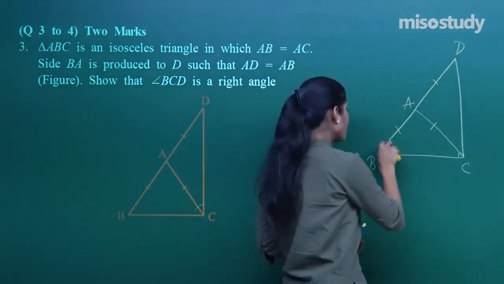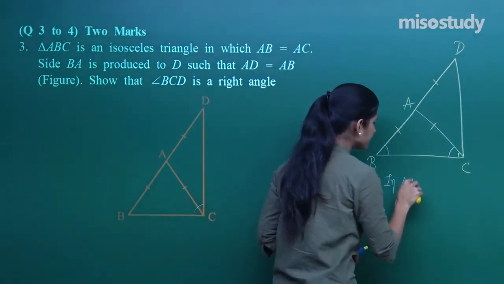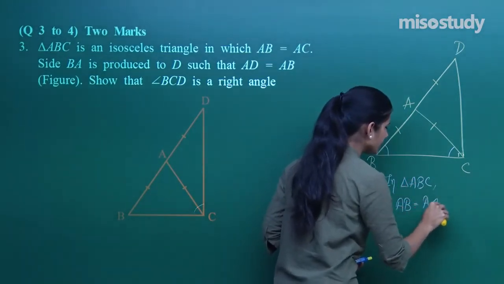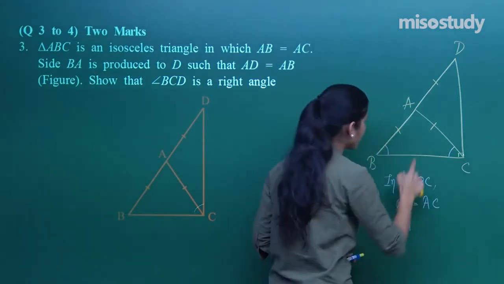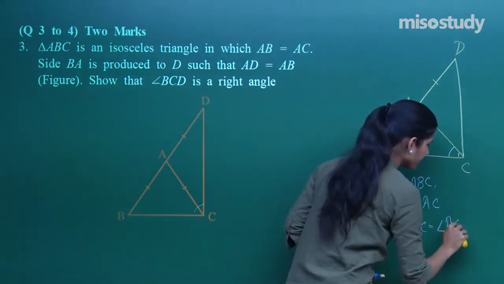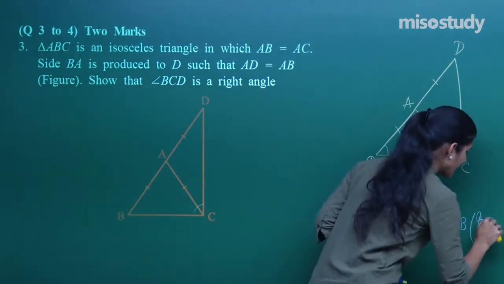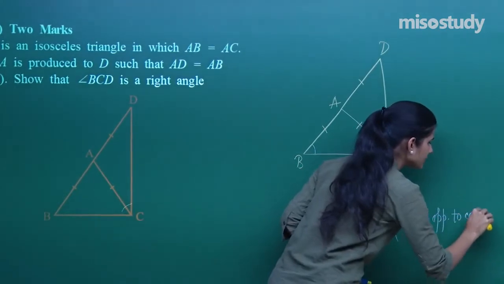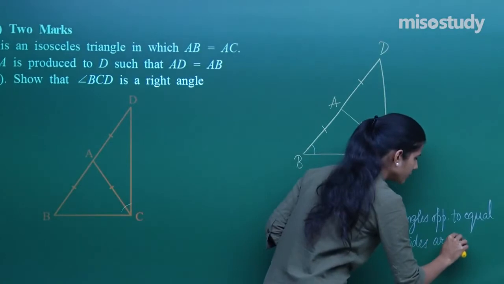You know that angles opposite to equal sides are equal. If in triangle ABC, AB is equal to AC, this implies angle ABC is equal to angle ACB, and the reason is angles opposite to equal sides are equal.